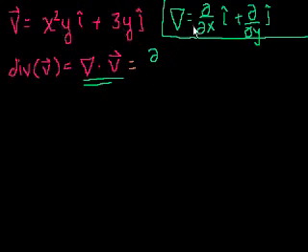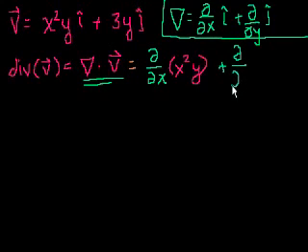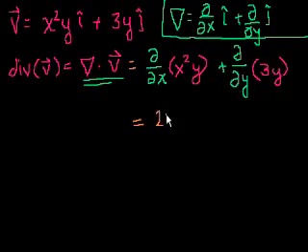So if you took the dot product of that and that, it would be the partial derivative with respect to x of that expression, x squared y, and then plus the partial derivative with respect to y of that second expression, the y component, 3y. And then you would evaluate it. What's the partial derivative of this with respect to x? Well, we just pretend that y is a constant. It's just a number. So the derivative of this with respect to x is 2x times the constant. So it'll be 2xy.